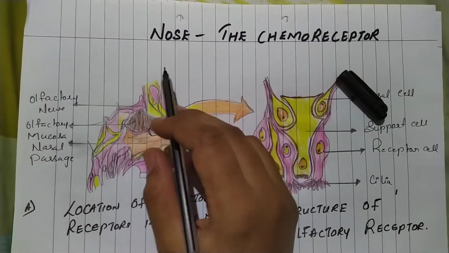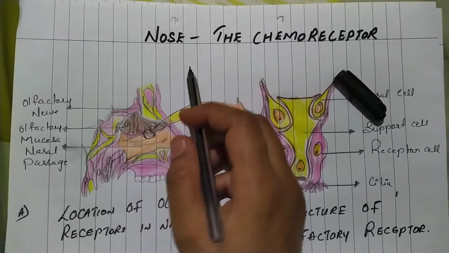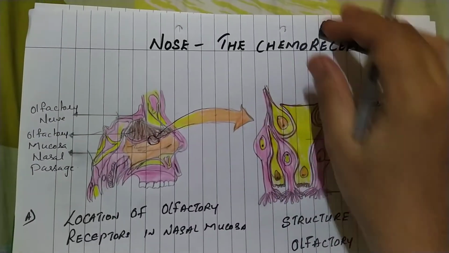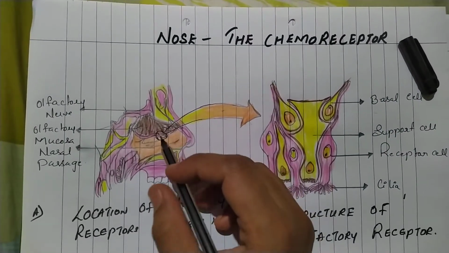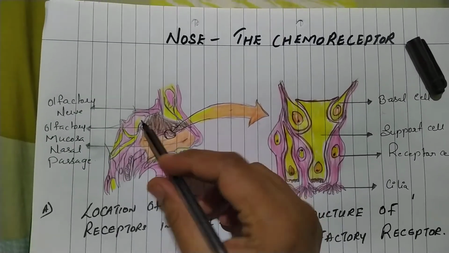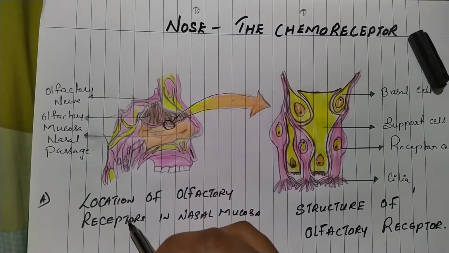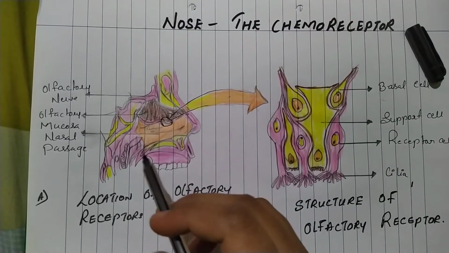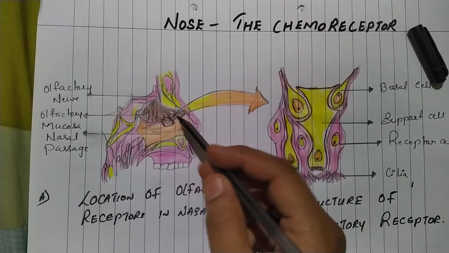Okay. So the nose, as we all know, is the organ of smell. It is also called the chemoreceptor. The human nose contains olfactory receptors. They perceive the sense of smell. They are located in the olfactory epithelium lining of the nasal passage.